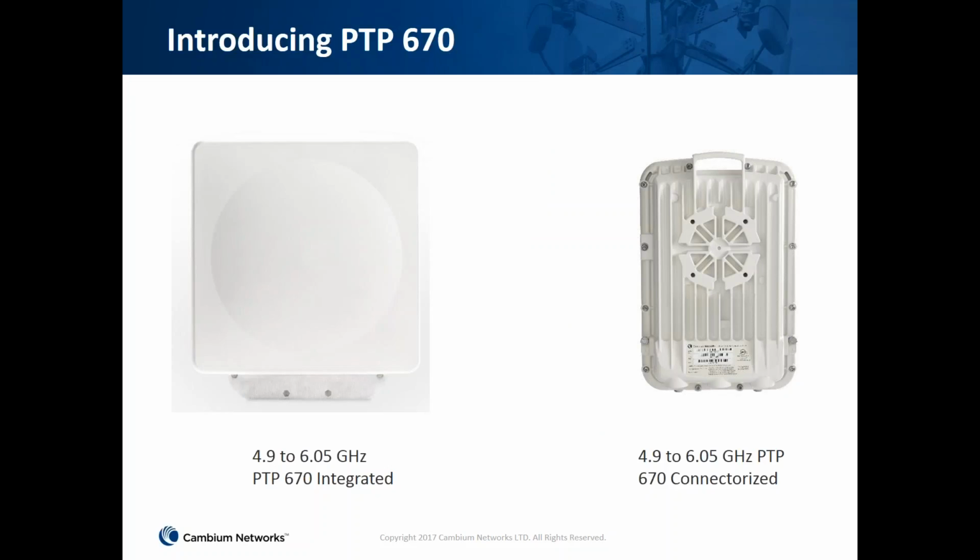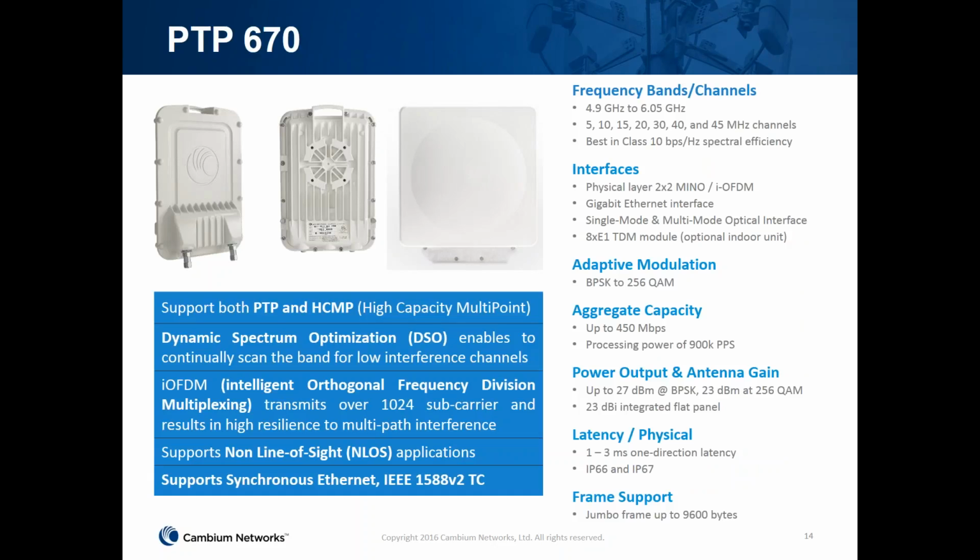So this is the PTP 670. It comes in 2 flavors, as I mentioned earlier, the PTP 670 integrated and the PTP 670 connectorized. The radio itself works from the band 4.9 gigahertz to 6.05 gigahertz. To talk a little bit more about the feature set: the frequency band that it operates is 4.9 to 6.05 gigahertz. The channel bandwidth that it supports is 5, 10, 15, 20, 30, and 45 megahertz. And it has a spectral efficiency of 10 bits per hertz.